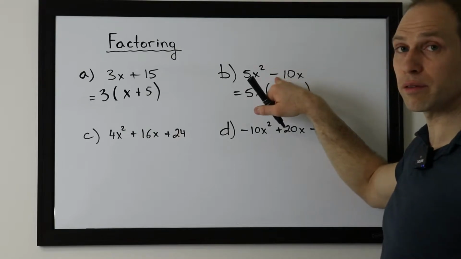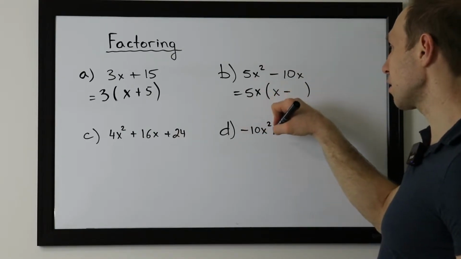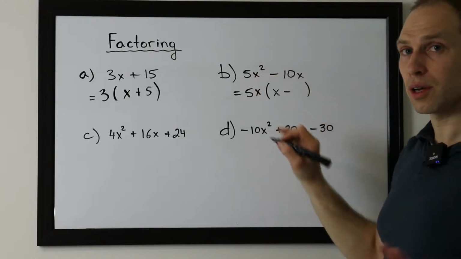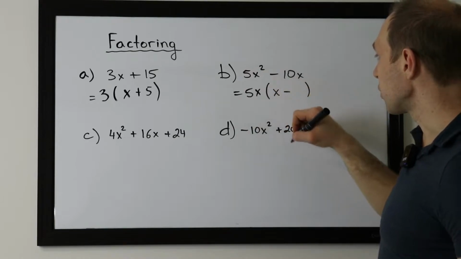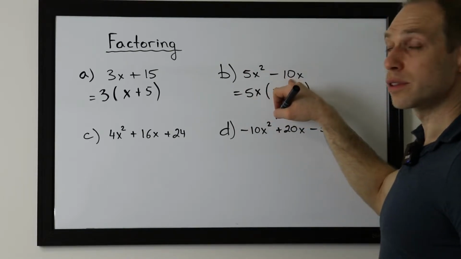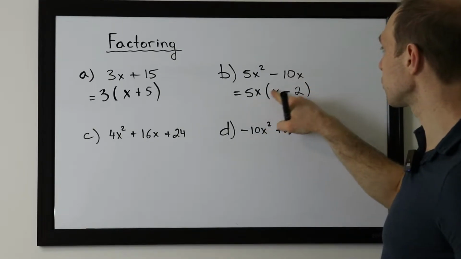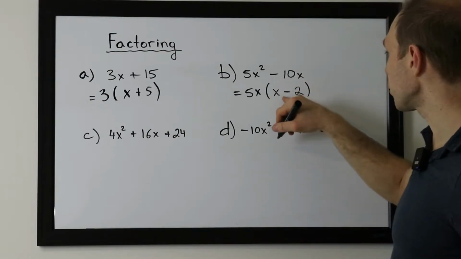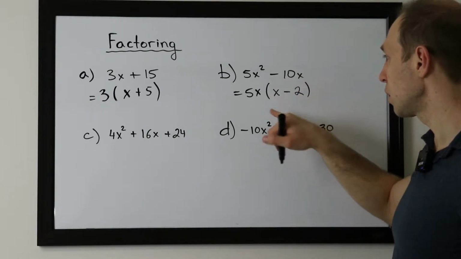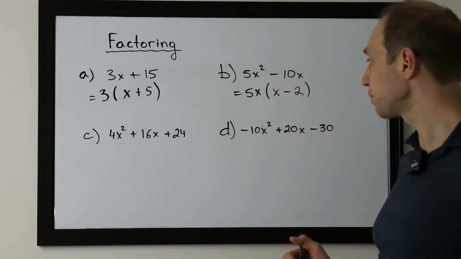So in order to get a negative number, automatically we know that positive times negative will give us a negative. So now we've taken care of the sign. Now we need to take care of the number. 5 times what gives us 10? The answer is 2. And x times what gives us x? And the answer is 1. So we only have to multiply by 2. So 5x times negative 2 gives us negative 10x. Okay.